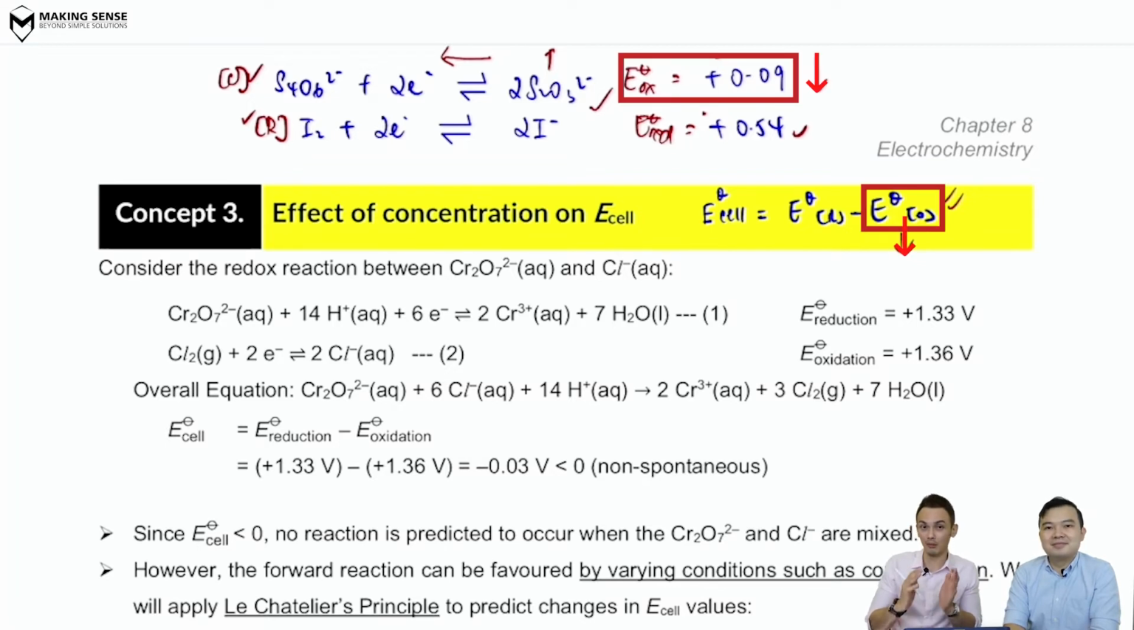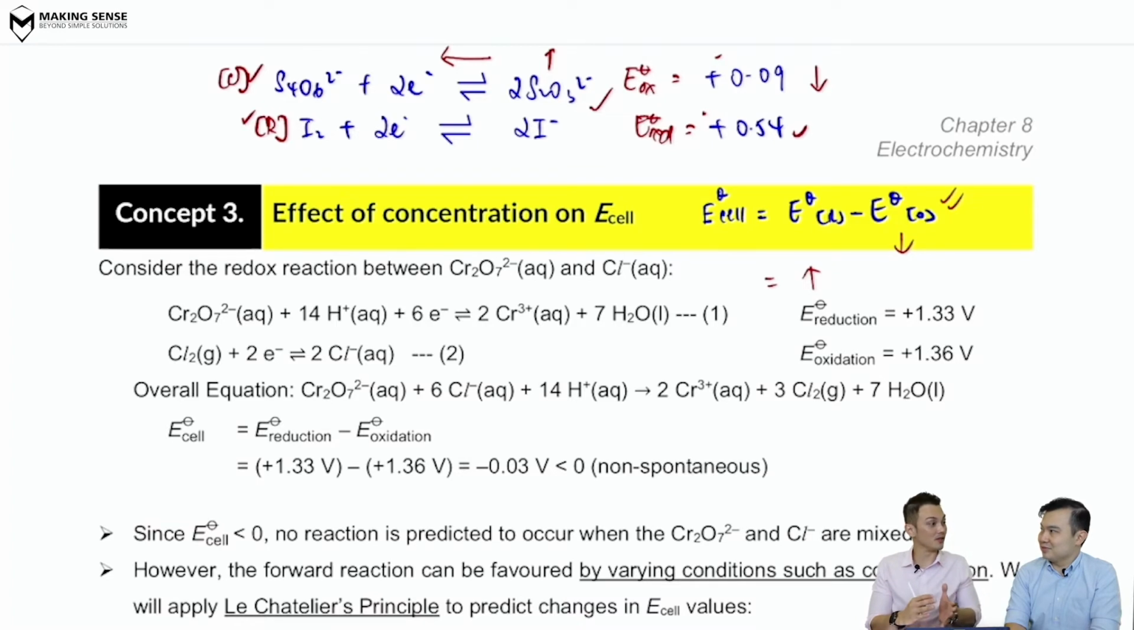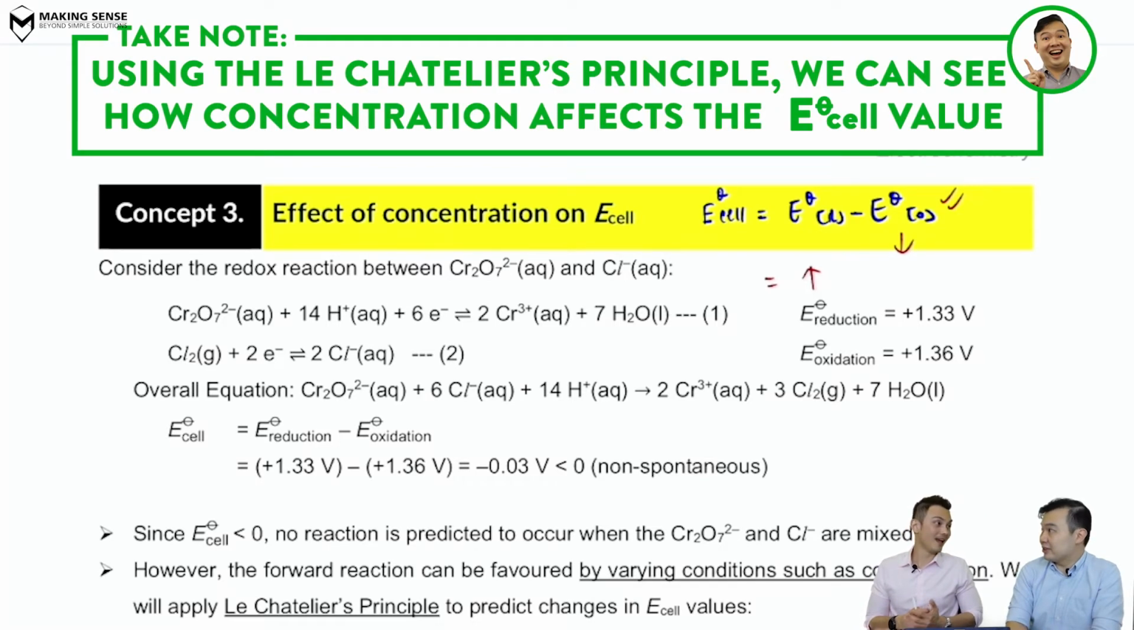So you do the math. You minus away a smaller value, so the end result is that your Ecell is going to be larger than the usual value at 1 mole per dm cube. So this is how concentration can shift the position of equilibrium and therefore affect the Ecell of the overall reaction. Nice. So it's actually just the same idea as chemical equilibrium. It's all about LCP, right?